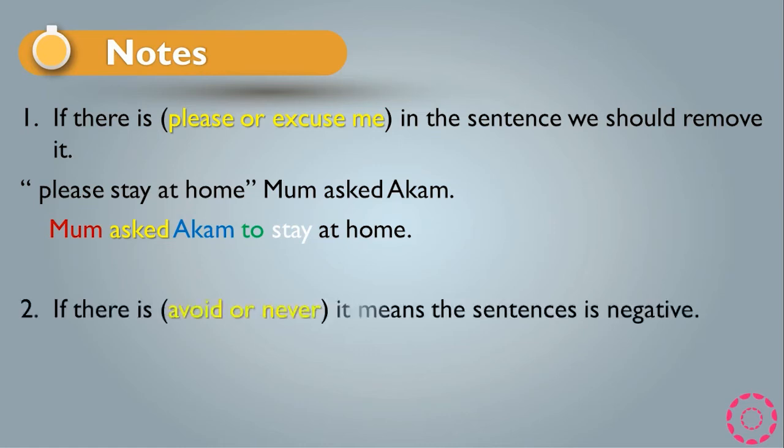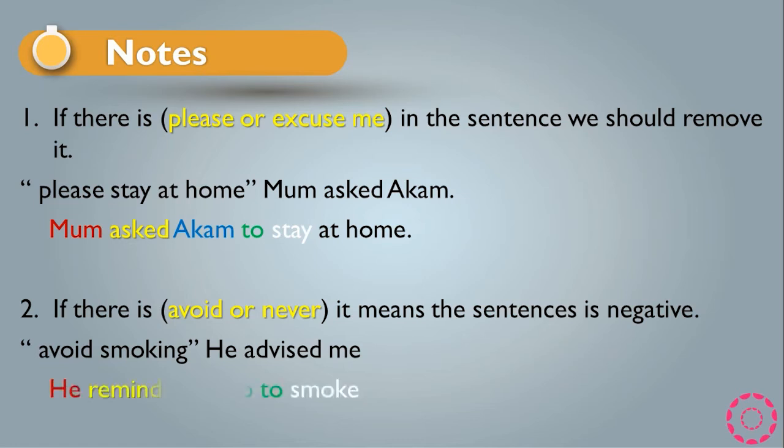The second note: if there is avoid or never, it means the sentence is negative. For example, avoid smoking. He advised me. So it became: he reminded us not to smoke. Also, we can say he reminded me not to smoke. Because we have avoid here, it means that the sentence is negative.